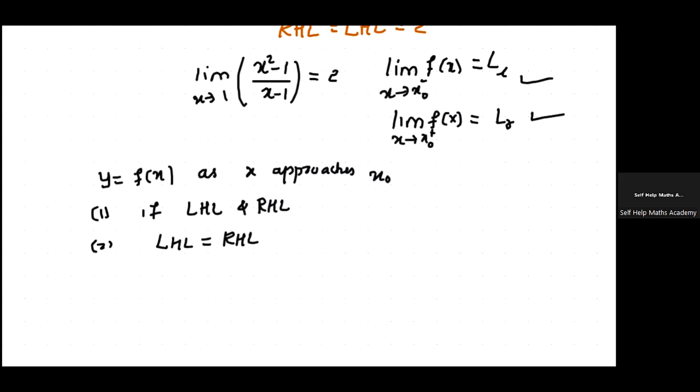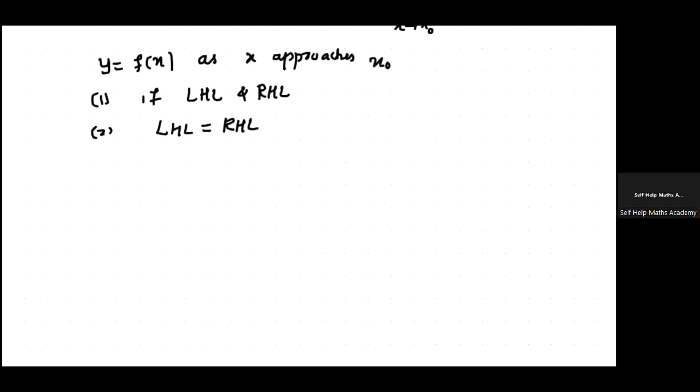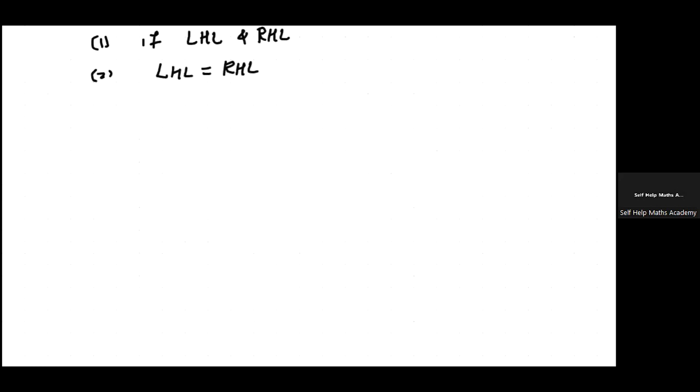If these conditions are satisfied, then we say that the given function is having a limit at a described point. So now let's see quickly what are the properties of the limit. Basic properties of a limit. How do we see the properties?